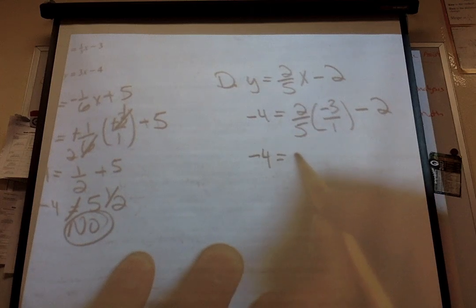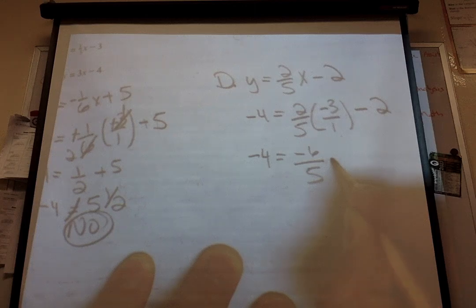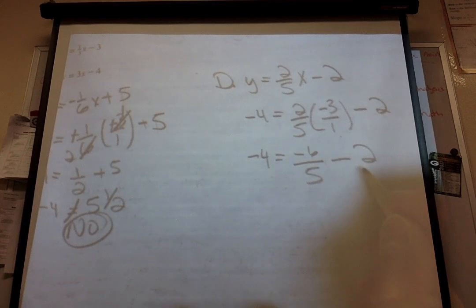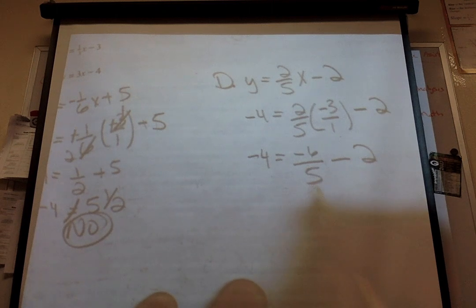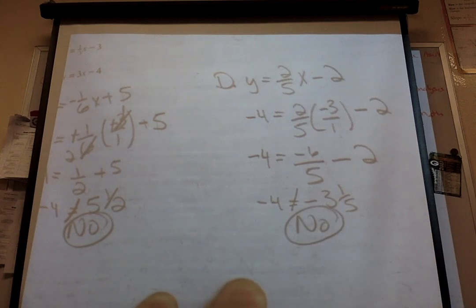2 times -3 is -6. 5 times 1 is 5. Then we have this minus 2. And in this case, -6/5 would be 1 1/5. So -1 1/5, minus 2. We subtract that, and we get -4 equals -3 1/5. Is that a true statement? No. Answer's no.